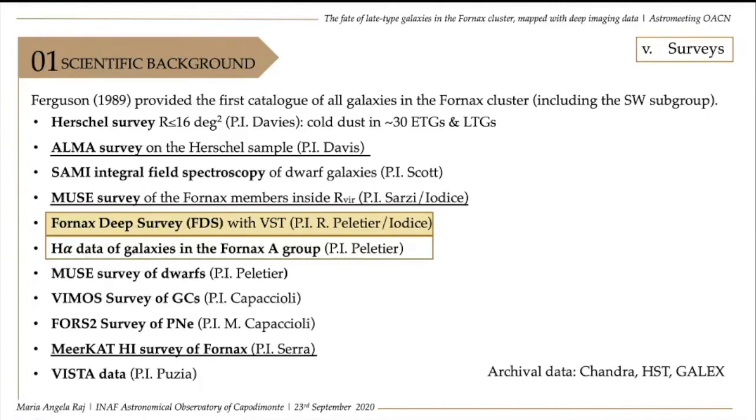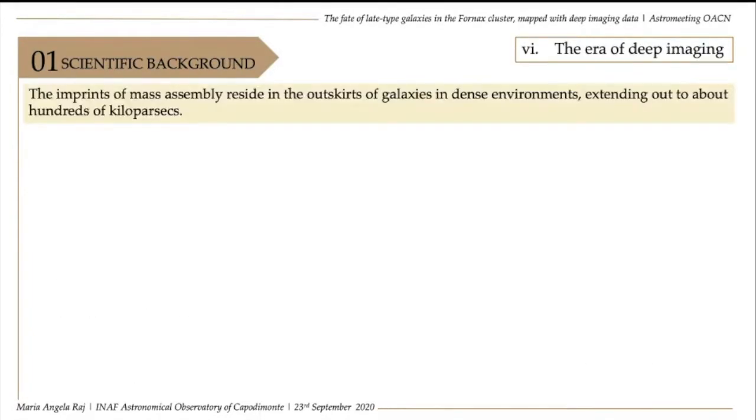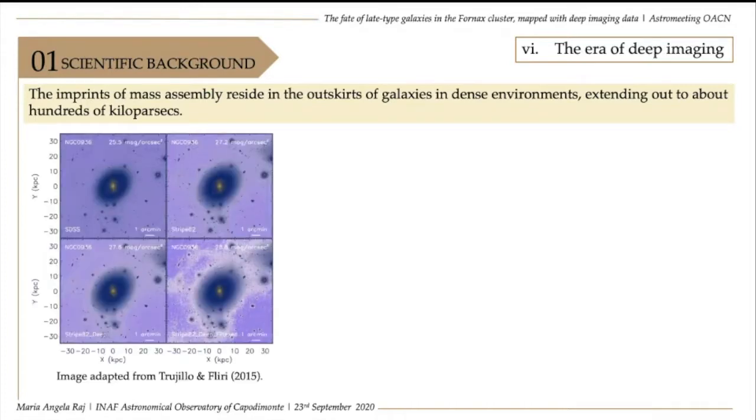Before we go into details about the Fornax Deep Survey, it's important to know the need for deep imaging. The imprints of mass assembly reside in the outskirts of galaxies in dense environments, extending out to about hundreds of kiloparsecs. It's in these regions where the stellar halo and structures such as tidal tails and shells are found. Now, to show the importance of depth, we have an example here. On the bottom right panel, we see that with greater depth, we're able to look at the faint outskirts.